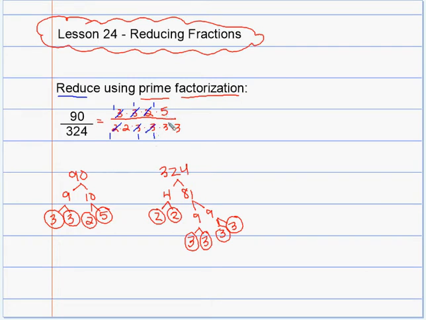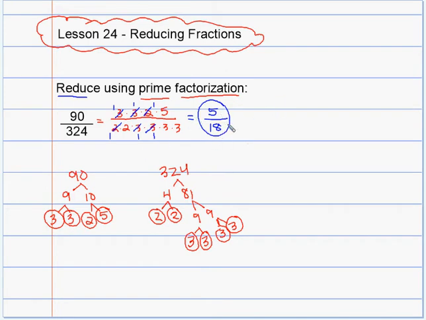Now, do I have a 5 in the denominator? No. So I have reduced as much as I can, and now I just need to multiply. So I have a 1, a 1, a 1, and a 5, and when I multiply that, I get 5. And when I multiply what's left in the denominator, I get 1 times 2 times 1 times 1 times 3 times 3. So 2 times 3 is 6, times 3 is 18. So the reduction of 90/324 is 5/18.